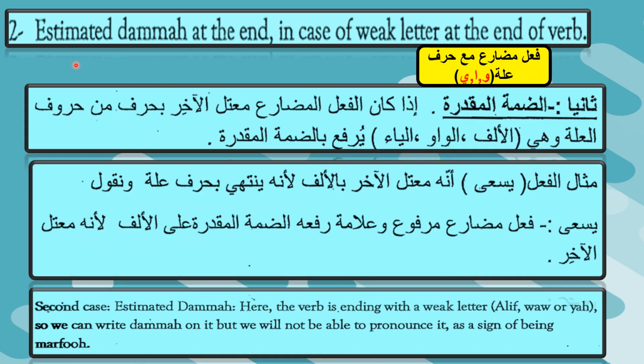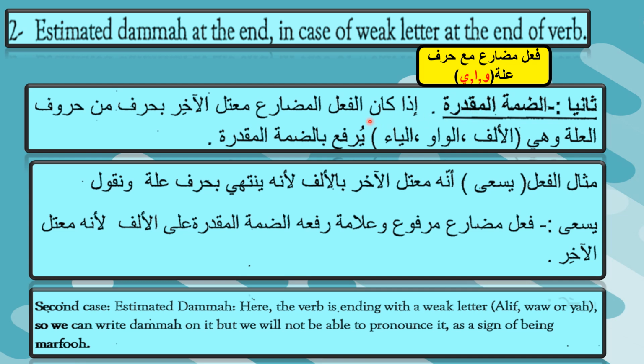Now, estimated dhamma at the end, that is assuming that there is a dhamma over the last letter. And when does it happen? In the case of a weak letter at the end of the verb. So here you say fi'l mudari' ma'tal bi harf illa. So waw, alif and ya are the weak letters. Harf illa means the weak letters. So ad-dhamma al-muqaddara. What do you say when you have a weak letter at the end of the present tense? You say ad-dhamma al-muqaddara.